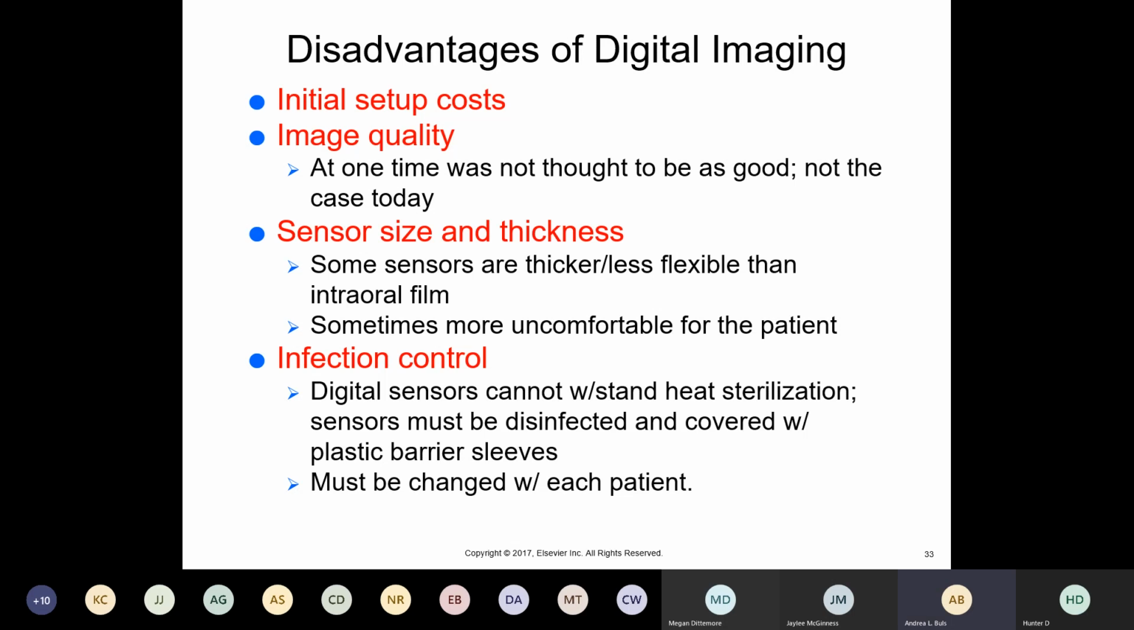Infection control could be considered a disadvantage because with film, everybody had a new piece of film. So now you have to make sure that you use those sensor covers, and you have to make sure that you disinfect them thoroughly between each use. And we try to keep them in their own little boxes, and I wipe out and disinfect the box as well.